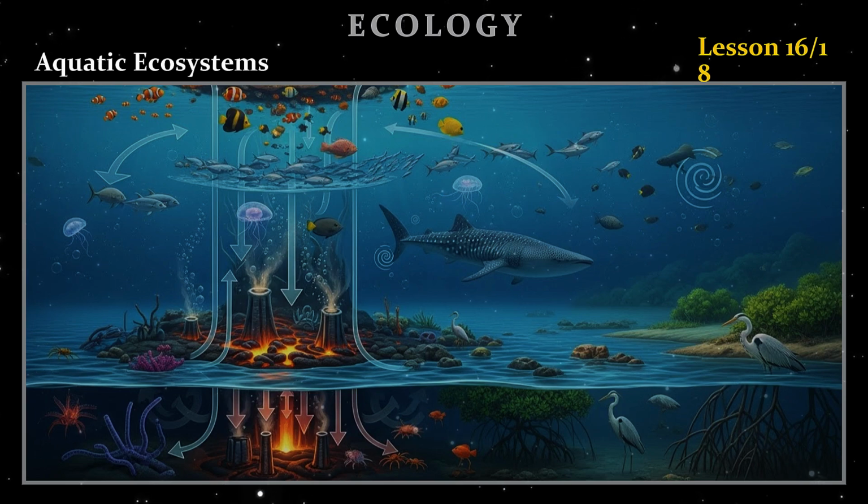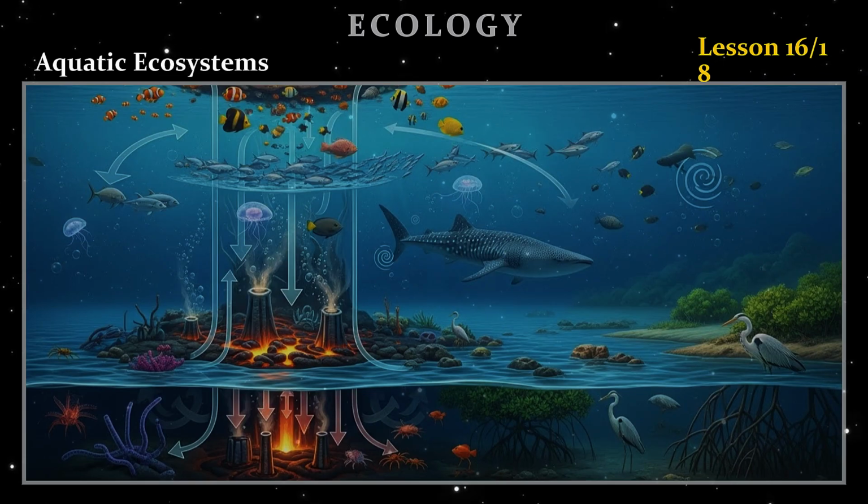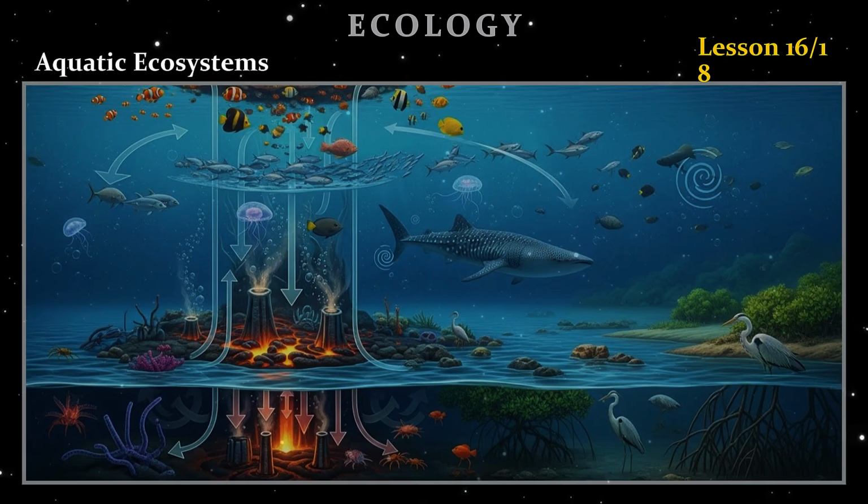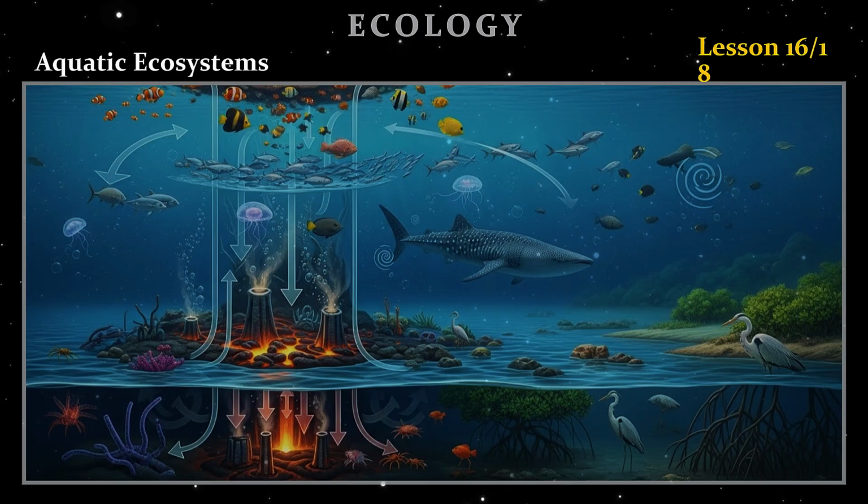Estuaries are the kidneys of the planet. The marshes and mangroves filter out pollutants and sediments before they reach the ocean. They are also incredibly productive nurseries. Most of the fish we eat spend their childhood hiding in the safe, murky waters of an estuary.